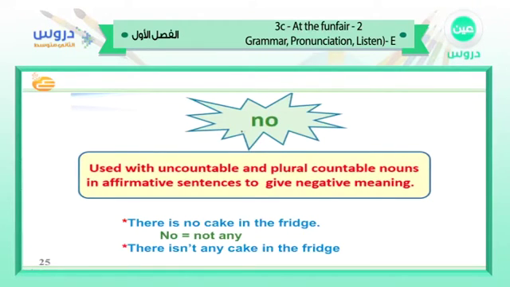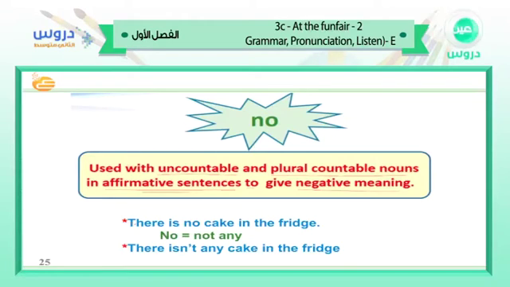Now we are talking about no. When to use it. We use it with uncountable and plural countable nouns in affirmative sentences to give negative meaning, everybody. So, use it again with uncountable and plural countable nouns in affirmative sentences. Remember that, affirmative sentence to give negative meaning. Okay, let's take some examples.